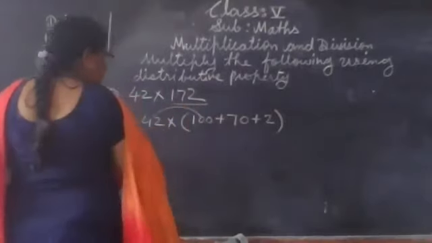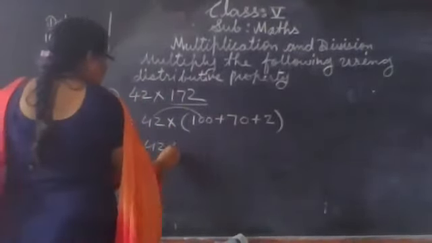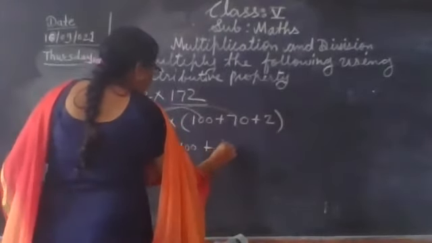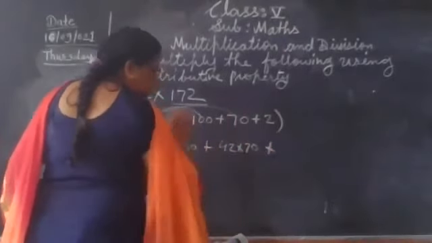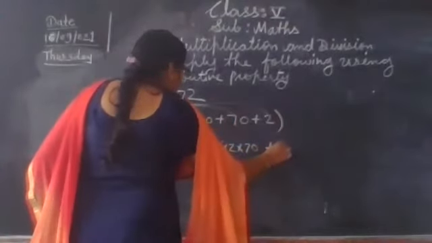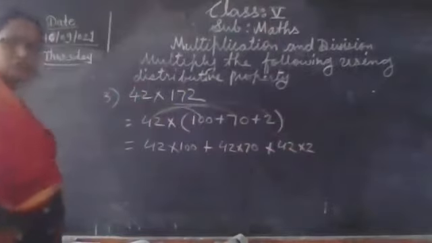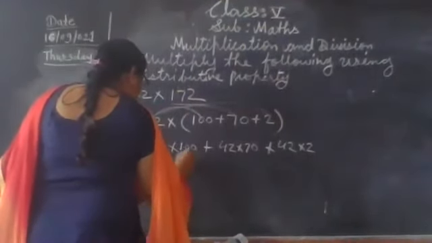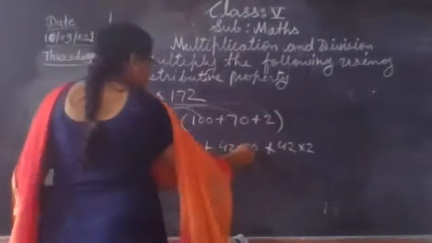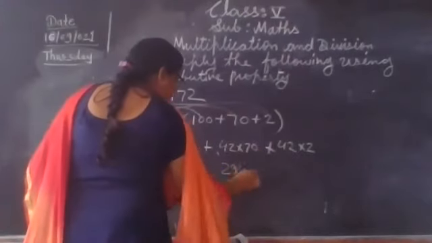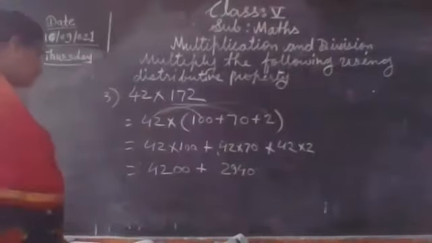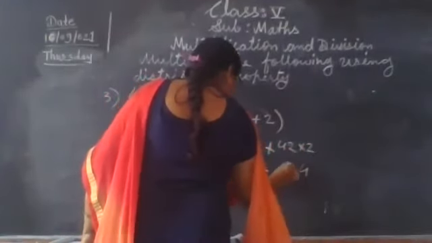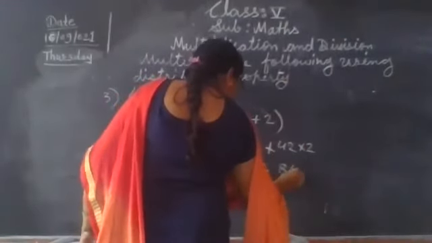Here we will distribute this 42 with first 100. So 42 multiplied by 100. Write down this plus sign as it is. Then distribute this with 70. 42 multiplied by 70. Write down this plus sign as it is. And 42 multiplied by 2. Got it, madam? Yes. 42 ones are 42 and these 2 zeros. And this 1 zero. Plus 84. Now add all this.